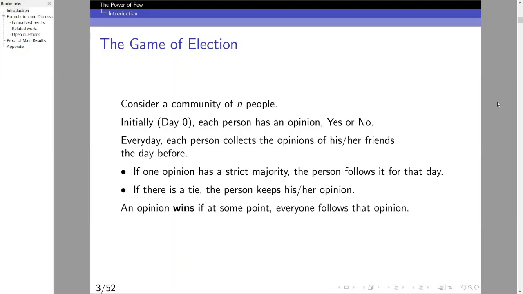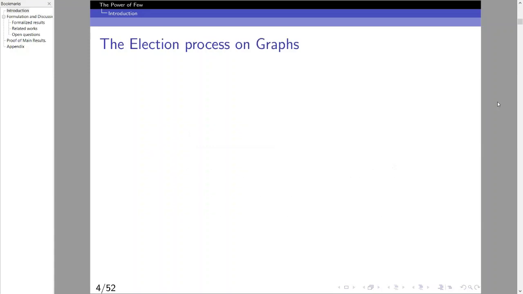And so the opinion wins if at some point everyone follows that opinion. So it's clear that after that, everyone will always follow that opinion. So that's what a win is. So we want to analyze this. So let's translate it to graph theory.